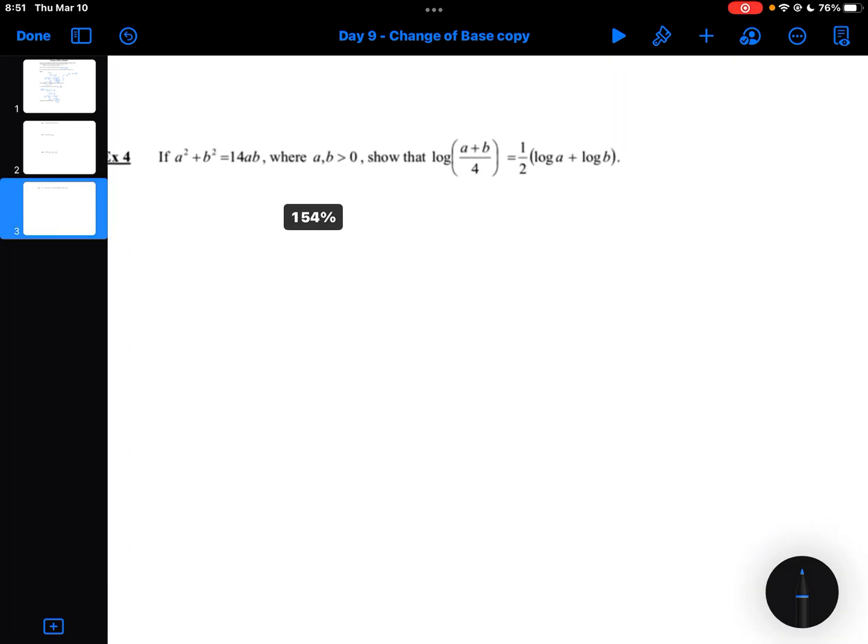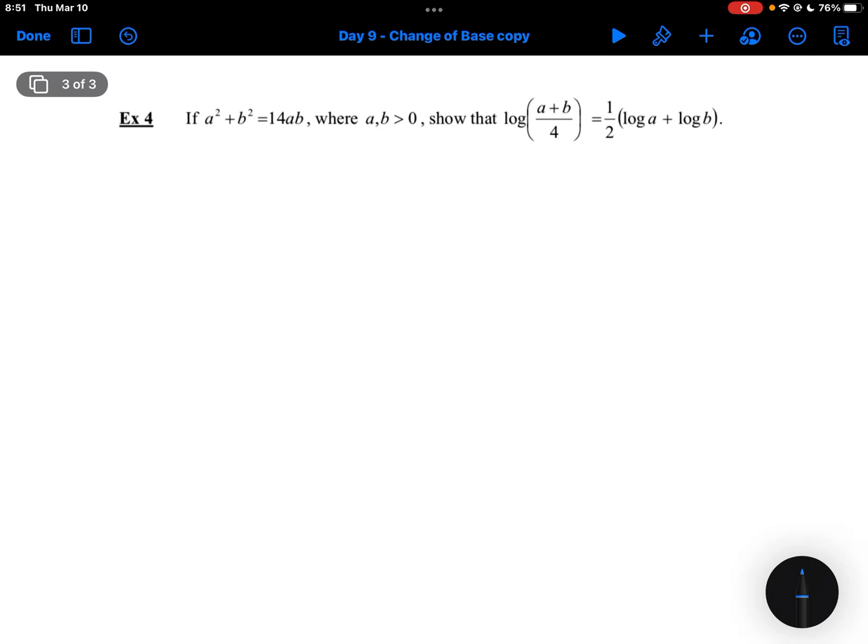Let's look at one more example here. And this one I've kind of got an equation, something that's a little bit more complex. So if a squared plus b squared equals 14ab, that's the first thing I know, a and b are greater than 0, I'm trying to show that log of a plus b divided by 4 is equal to 1/2 times log a plus log b. So the first thing that I'm going to do is play around with a couple things. So let's start with this. So a squared plus b squared equals 14ab.